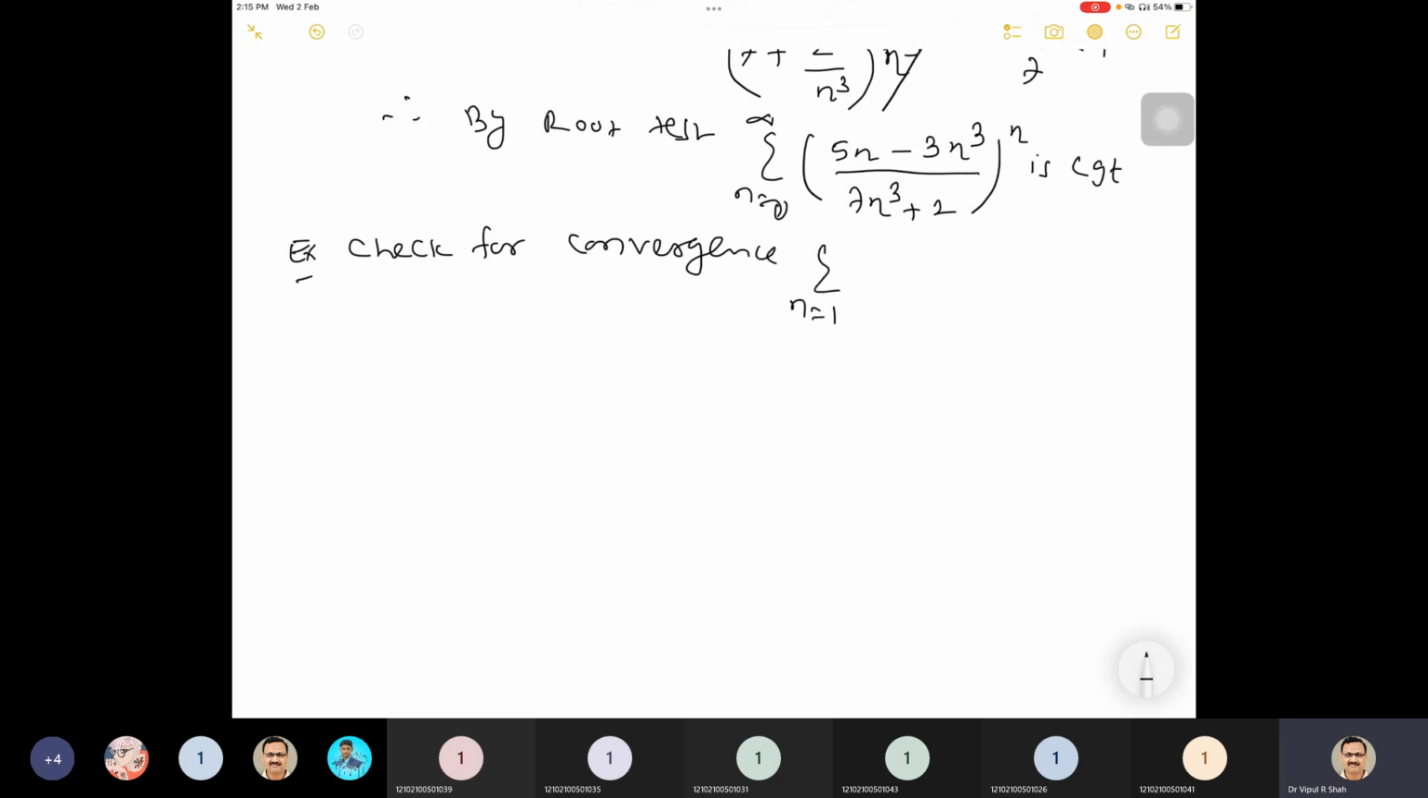Series n equal to 1 to infinity, (n plus 1) power n upon n factorial. See, factorial, that means you need to use the ratio test, because n factorial power 1 upon n, you don't have anything. But this limit you know.